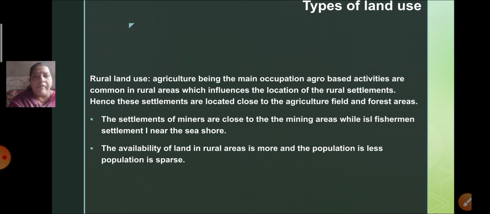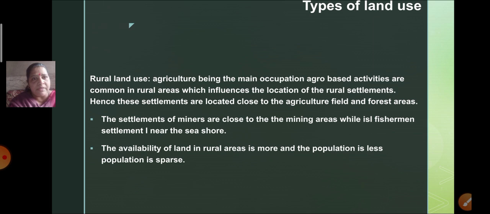When such agro-based or agriculture activities are going on in a particular place, the people are also located close to the agriculture field. Wherever the agriculture field or the forest area is, around that only you will find some settlements. Suppose it is the settlement of miners, where will the miners stay? Naturally, near the mining field. They will be attached to the mining field only.